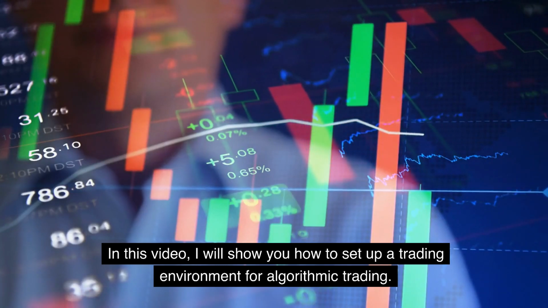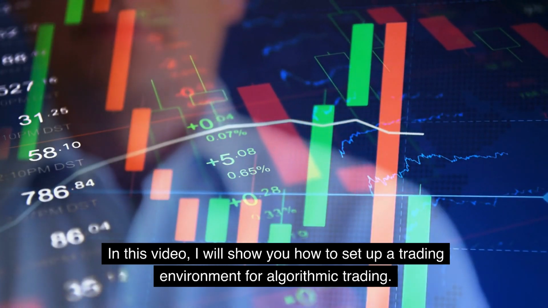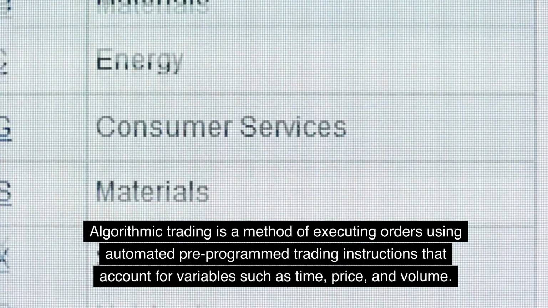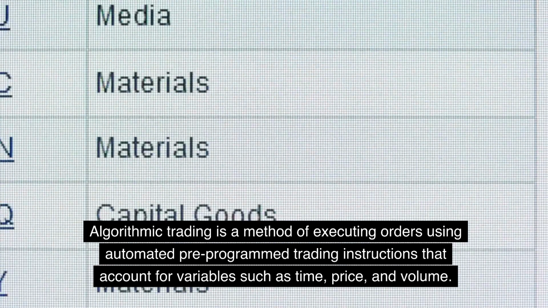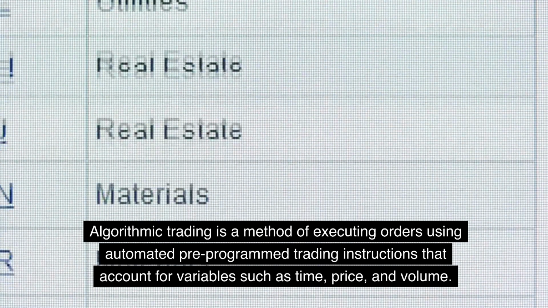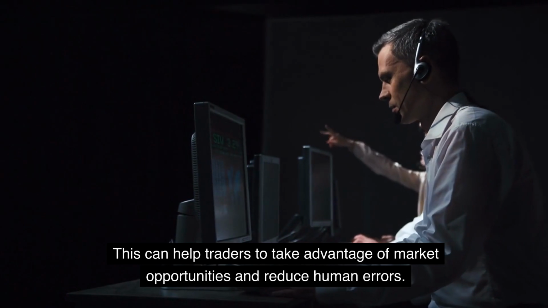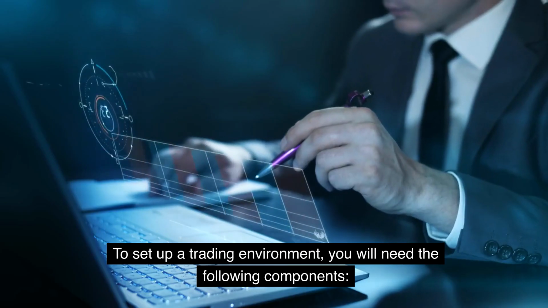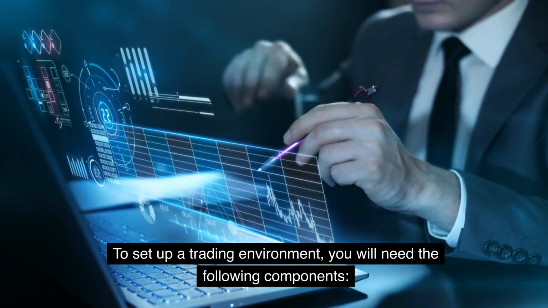In this video, I will show you how to set up a trading environment for algorithmic trading. Algorithmic trading is a method of executing orders using automated pre-programmed trading instructions that account for variables such as time, price, and volume. This can help traders to take advantage of market opportunities and reduce human errors. To set up a trading environment, you will need the following components.